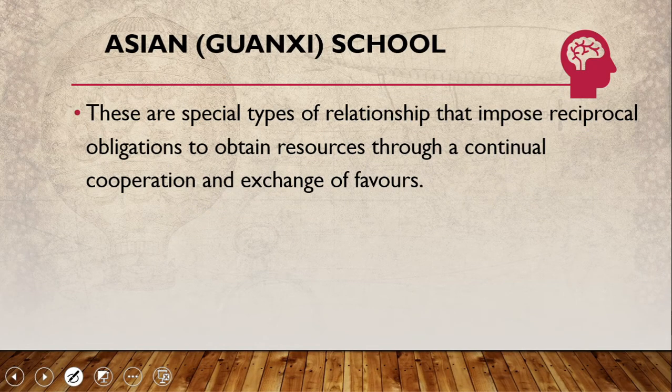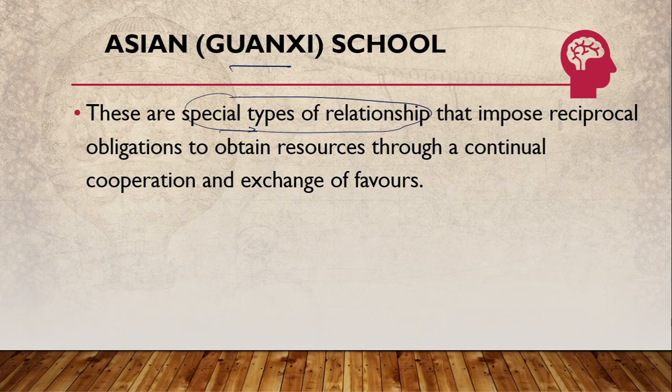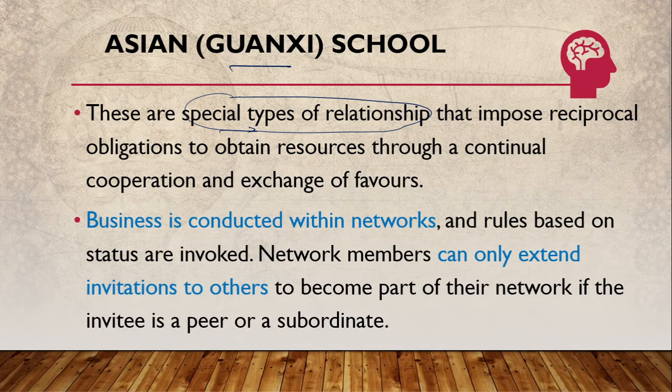Then the final school is the Asian or the GUANXI school. In this, it focuses on a special type of relationship, where in a specific network you have to conduct the business. So how do you do it? Business is conducted in the networks and the rules and the status are invoked.